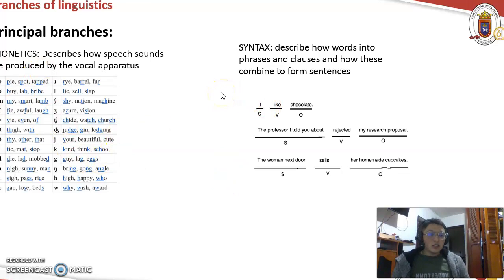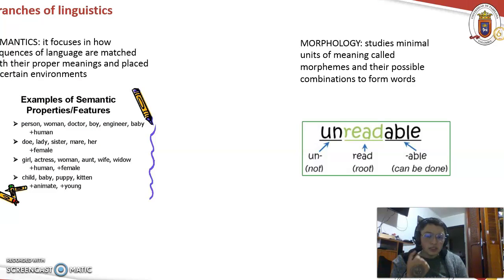Syntax describes how we combine phrases and clauses to make sentences, just like "I like chocolate": subject, verb, complement. Semantics focuses on how sequences of language are matched with the proper meanings and placed in certain environments. Words in English have different meanings. If we do not combine a word with the right context and setting, it will mean something different.